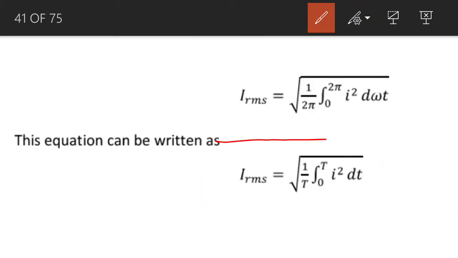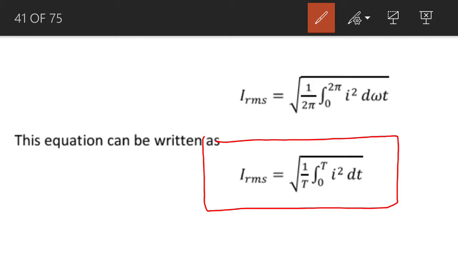If time is along the horizontal axis, then we will use this particular equation to compute the RMS value of the time varying current. So we will do a lot of numerical examples, and these numerical examples will be based on these two equations. We will look at the waveforms of these time varying currents.